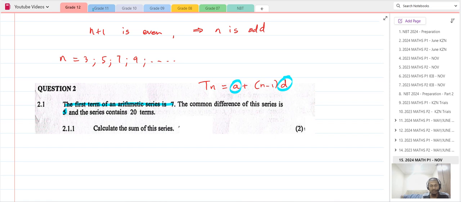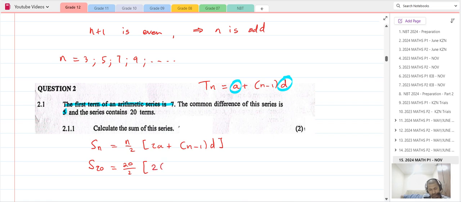Calculate the sum of the series. So you want to calculate the sum of the series. What's Sn? Sn is n over 2 into 2a plus (n minus 1)d. So S20 is equal to 20 divided by 2 into 2 times a, 2 times 7, plus (20 minus 1)d, which is 5.